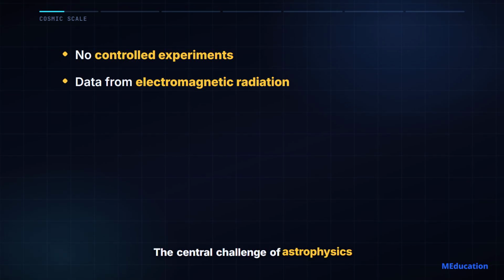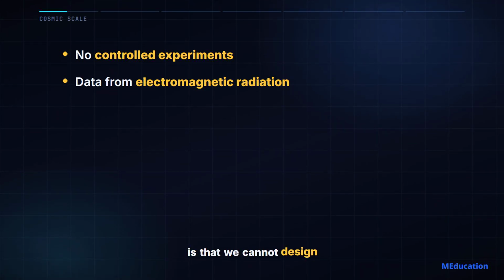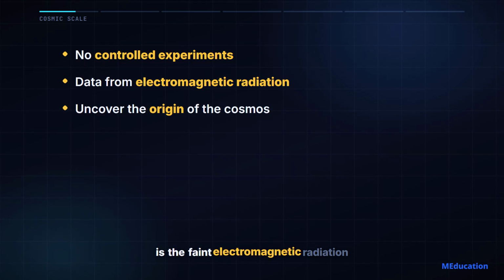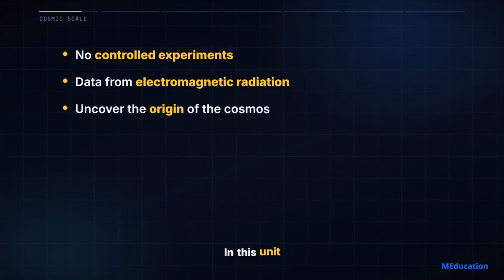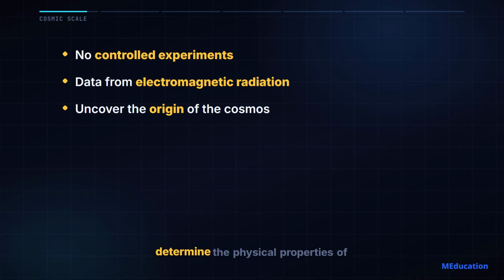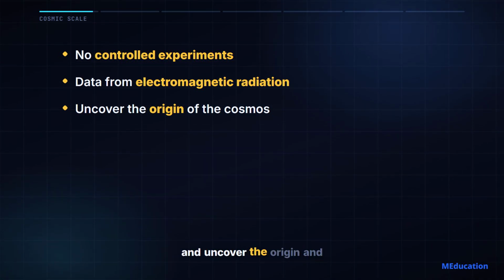The central challenge of astrophysics is that we cannot design controlled experiments on stars or galaxies. Our only source of data is the faint electromagnetic radiation reaching our telescopes. In this unit, you will decode that starlight to measure unfathomable distances, determine the physical properties of unreachable stars, and uncover the origin and ultimate fate of the cosmos.